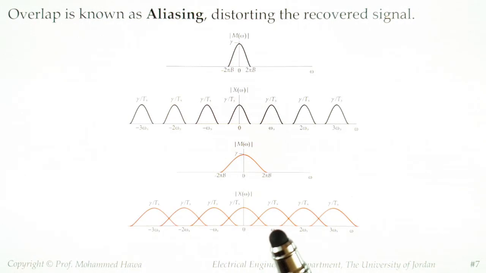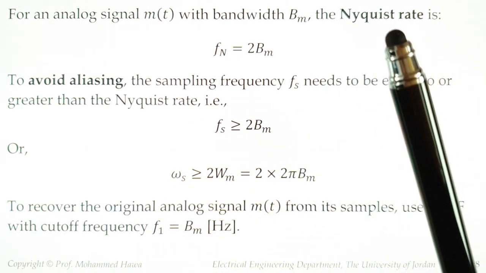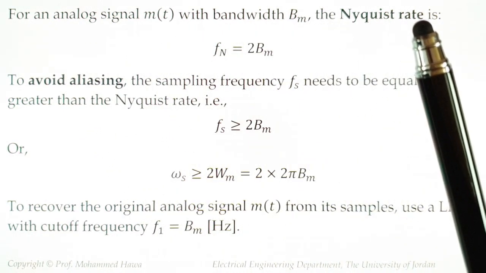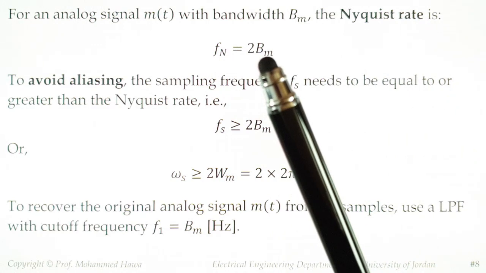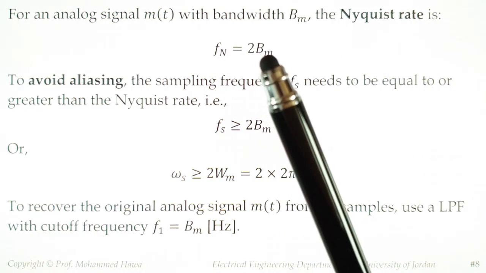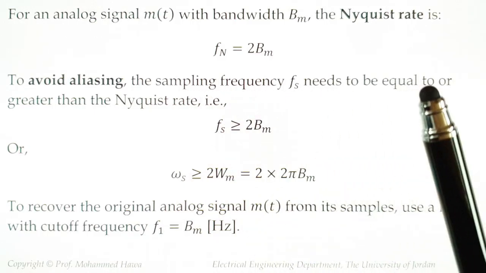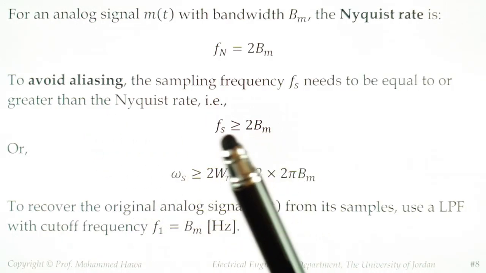Here, I was not careful enough and I picked omega s smaller than 2 times the bandwidth, and that's why the overlap happened. Nyquist studied this phenomenon and he came up with the Nyquist rate. He says for an analog signal m of t with bandwidth Bm, the Nyquist rate, which is the minimum sampling frequency necessary to avoid aliasing, is 2 times the bandwidth of the original signal m of t. So to avoid aliasing, the sampling frequency fs that you pick should be equal to or greater than the Nyquist rate. Always make sure in sampling you follow this rule.